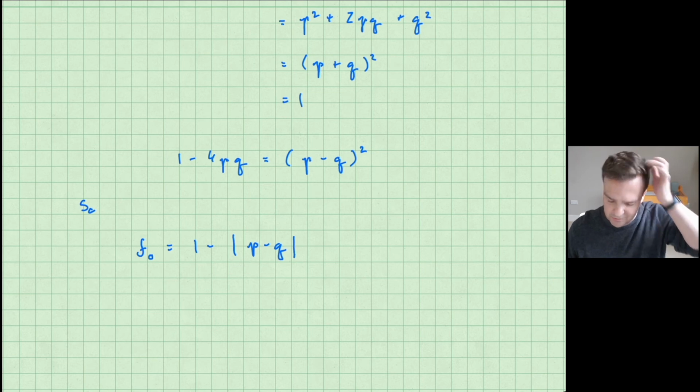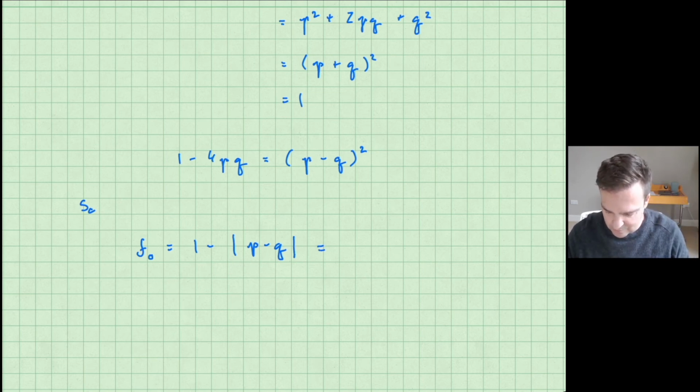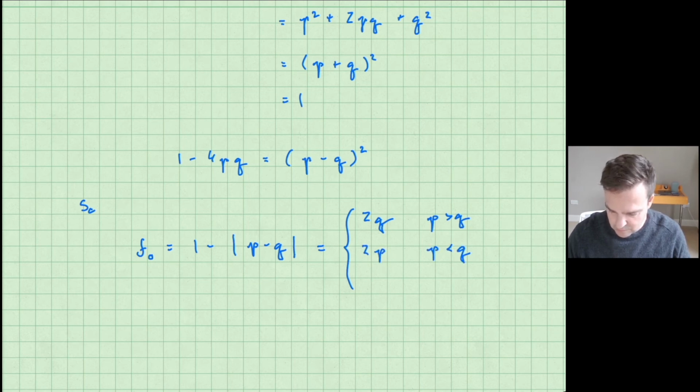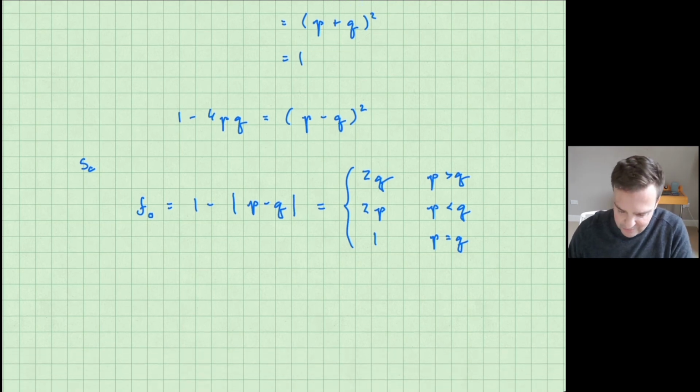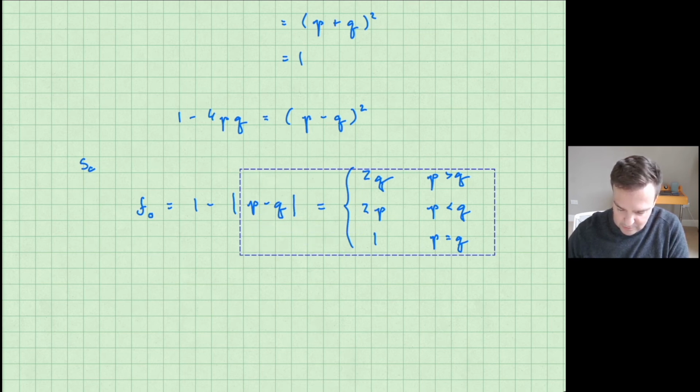Now it turns out that's going to be the thing we were after, and I can just show it in a second. We're going to get this as 2q for p greater than q, and 2p for p less than q, and 1 for p equals q. The last part's obvious. It's definitely 1 if p is equal to q. But for the others, you want to eliminate p in favor of q to see that last part.